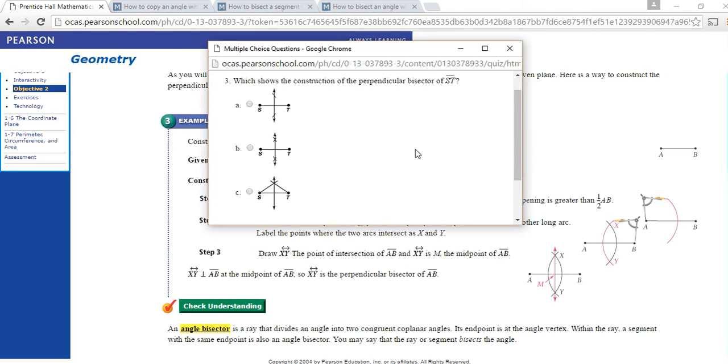And we know it has to cross here and here, so it has to be B. Yay!